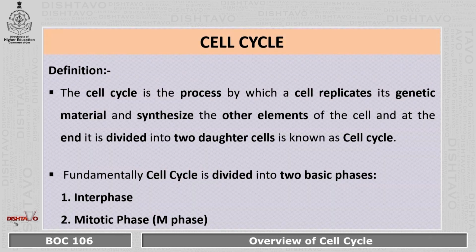Introduction. Definition of cell cycle. The cell cycle is the process by which a cell replicates its genetic material and synthesizes the other elements of the cell. At the end, it is divided into two daughter cells, which is known as the cell cycle. Fundamentally, the cell cycle is divided into two basic phases: interphase and mitotic phase, M phase.